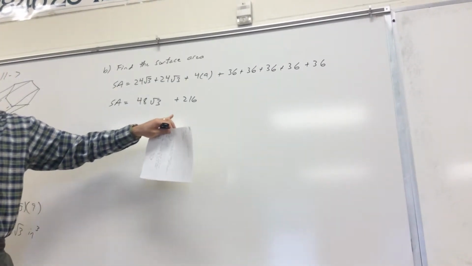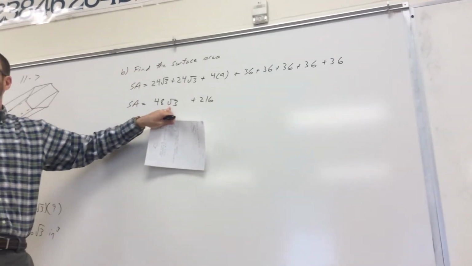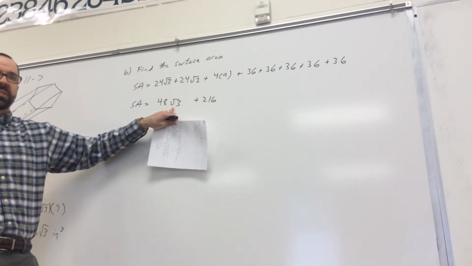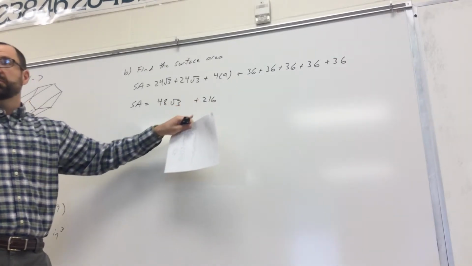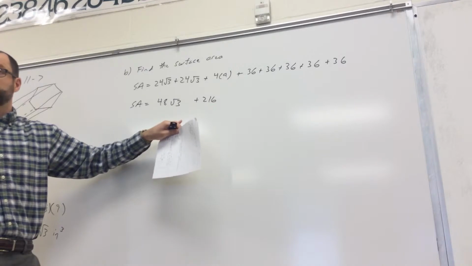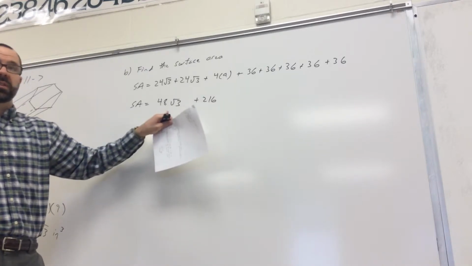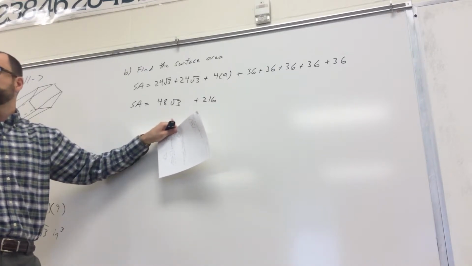Again, I could multiply 48 times square root of 3, but that would give me a nasty decimal. And then I could take that decimal plus 216. It would give me an approximation. That would be okay. But I'm just going to leave it like this instead of dealing with that decimal.